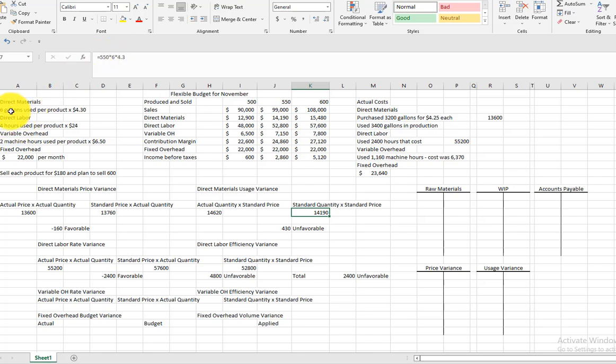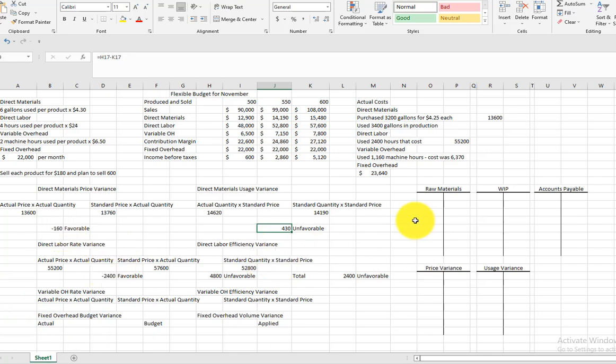I'm looking at labor instead of materials. 550 times 6. So how we got that was take the 550 times the 6 times $4.30. Then we just take the 3,400 times $4.30. That's unfavorable. We used more quantity than we were supposed to, and we lost $430. That's unfavorable. That's our efficiency or quantity variance, however you want to refer to it.